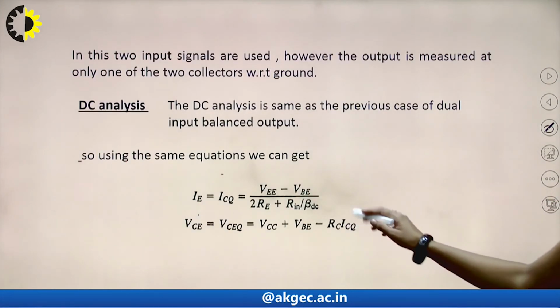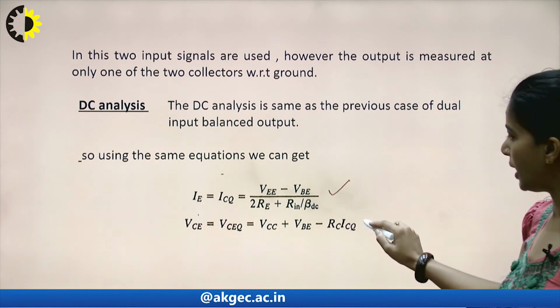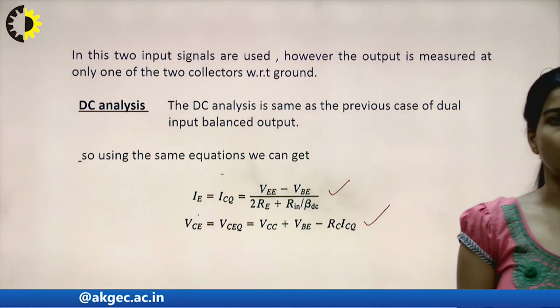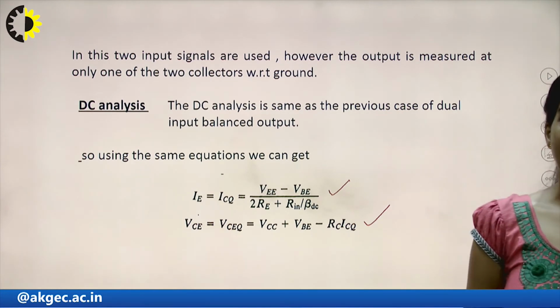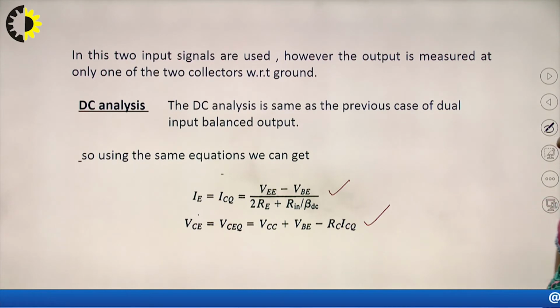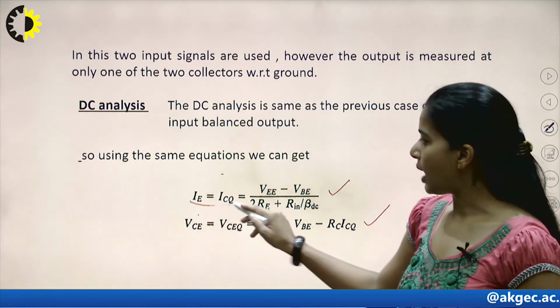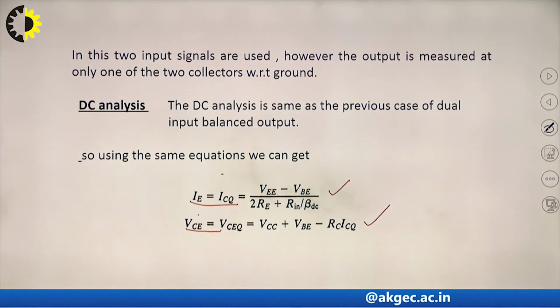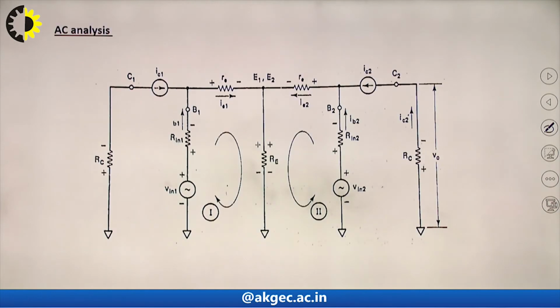So the expressions will be the same and the procedure will also be exactly the same that we have followed for the dual input balanced output configuration, which you can refer to in the previous video. So this value of IE and VCE we will be getting for this configuration also, and that is exactly the same as that of the previous one.